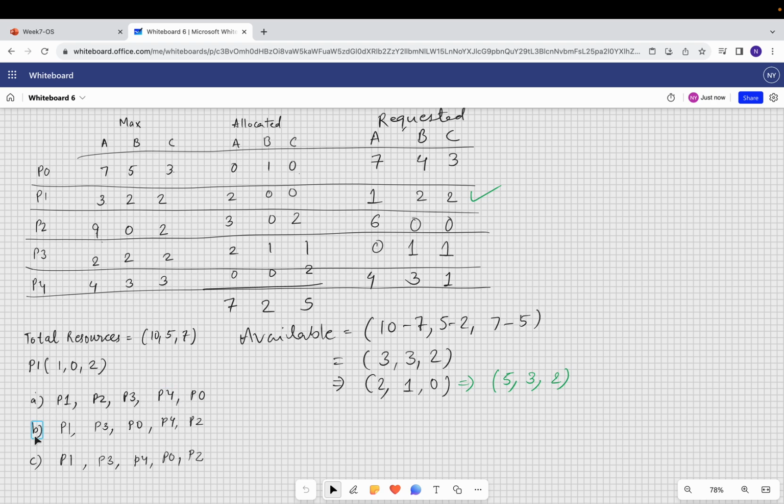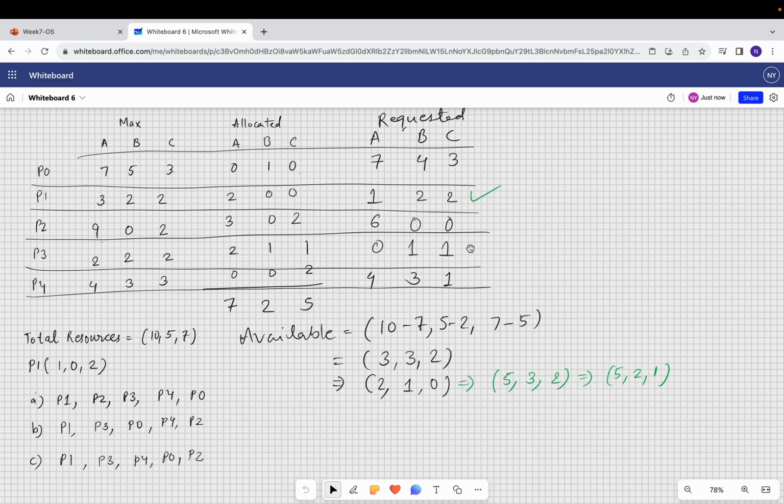So let us look at option B, which is P1, P3. Let us try to see if we can service the request of P3. P3 here is requesting 0 units of A, 1 unit of B, 1 unit of C, which we can definitely service because we have 5, 3, and 2. Then if we service this request, the available units will be 5, 2, 1, because we have given 1 unit of B and 1 unit of C.